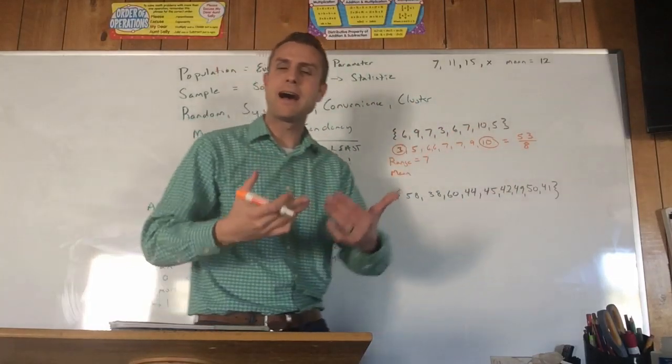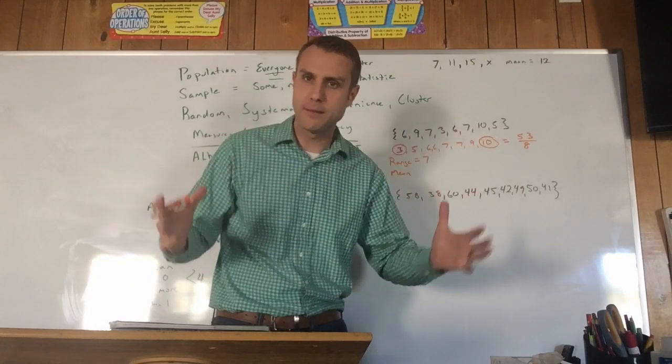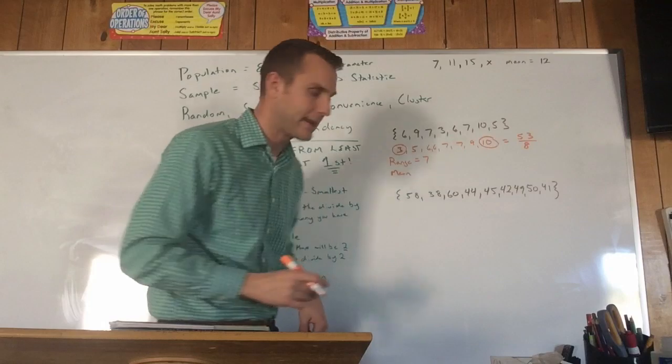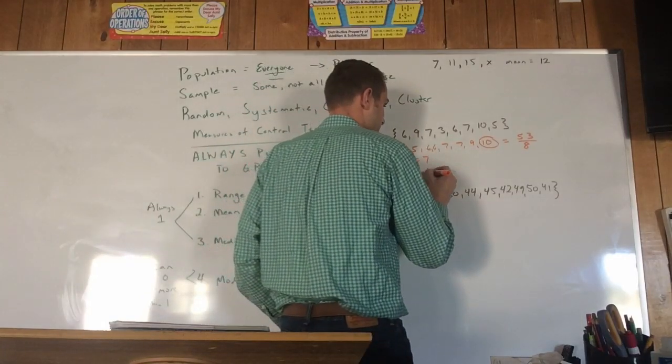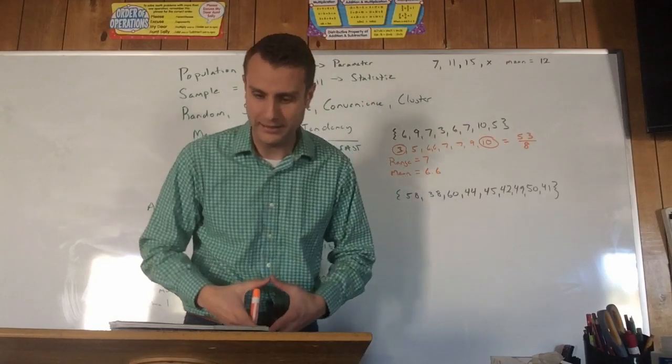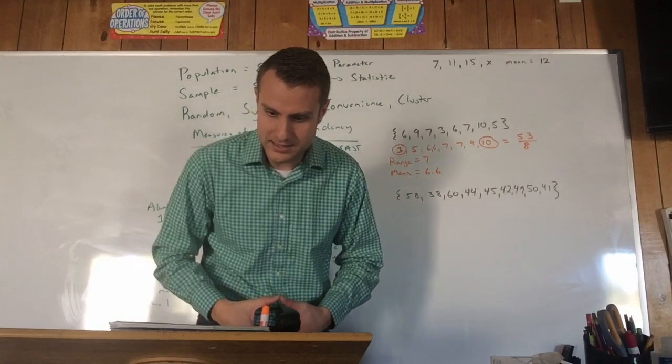So I'm going to divide by 8. I add up all my numbers and I divide by how many I have. 53 divided by 8, and I get 6.6. So many times you will get a decimal for your mean. So your mean is 6.6.